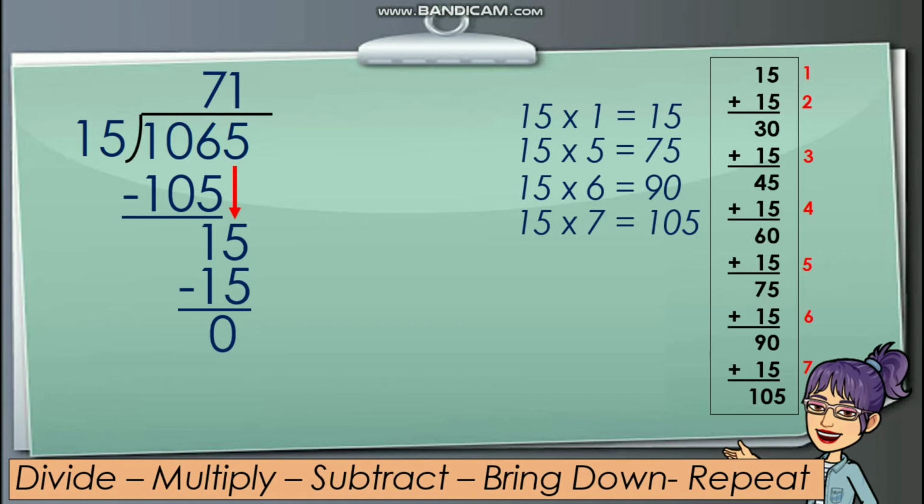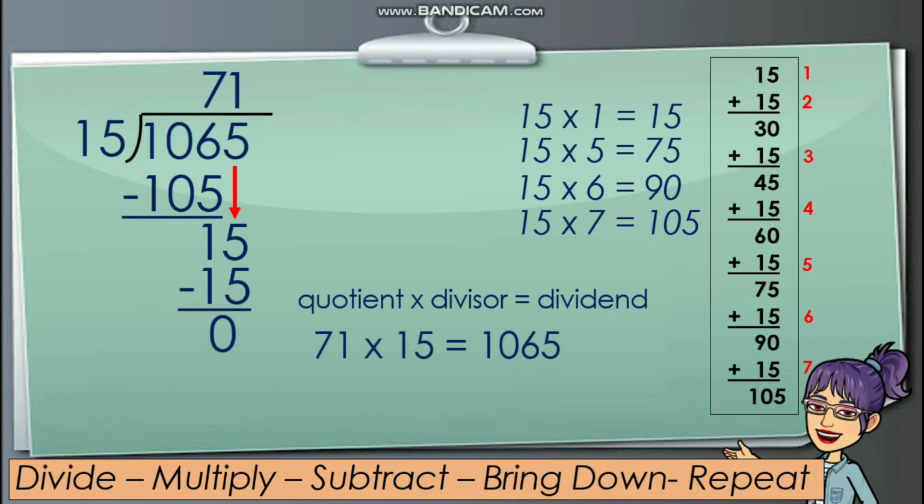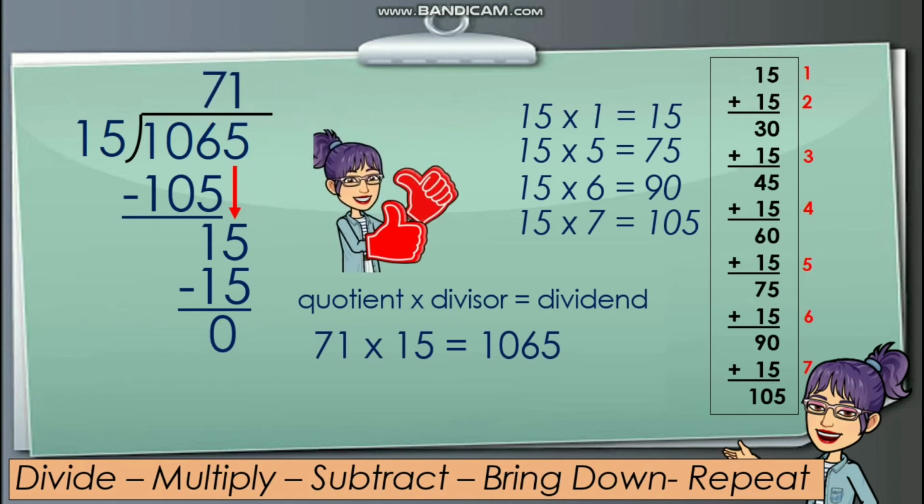So 1065 divided by 15 is 71. Let us check if our quotient is correct by multiplying it to the divisor, and then the answer should be equal to the dividend. So 71 times 15 is equal to 1065. So it means our answer is correct.